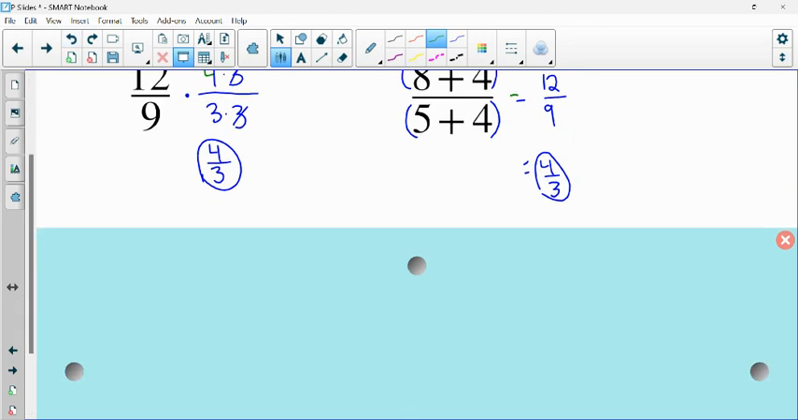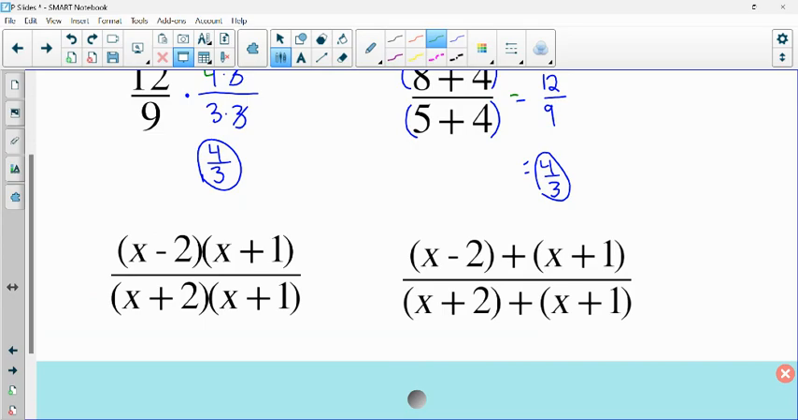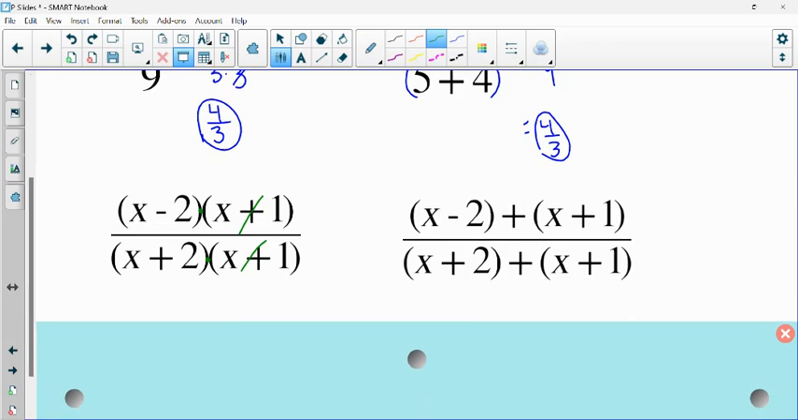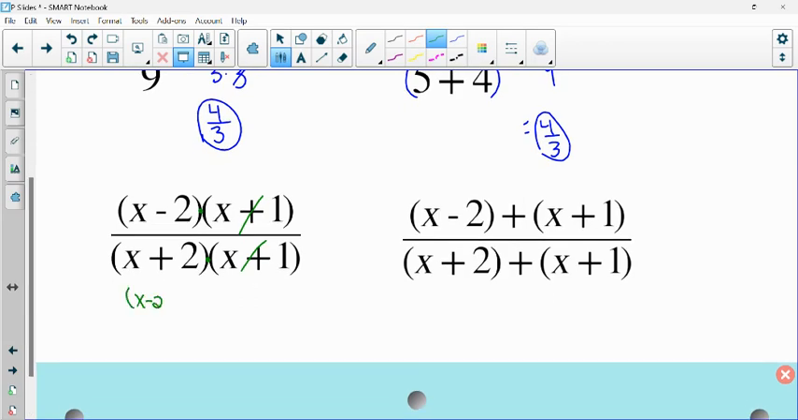So what we're going to do then is apply that to problems like this. So if I had x minus 2 times x plus 1 over x plus 2 times x plus 1, again, there's multiplication between parentheses like that. In this case, we could cancel out the x plus 1's, and we would just get x minus 2 over x plus 2. Again, that's because it's separated by multiplication.